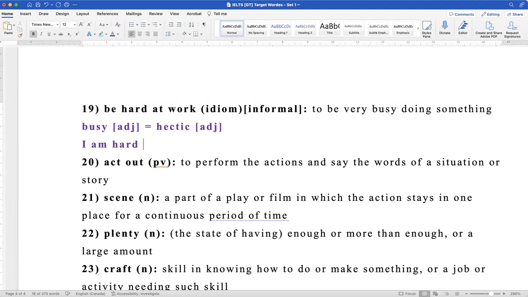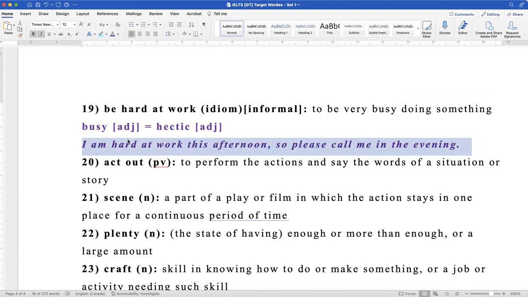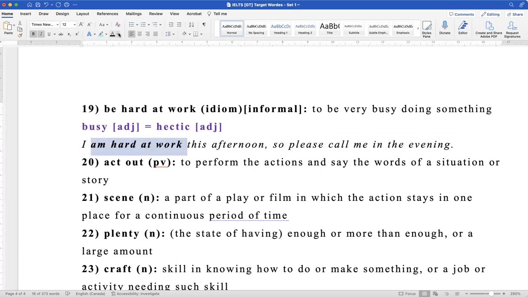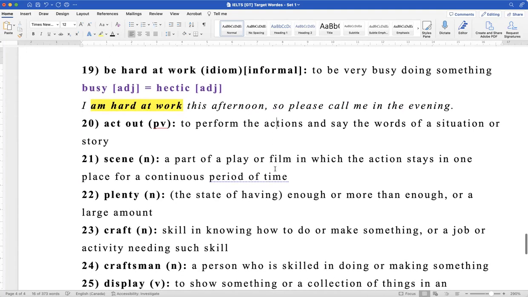I am hard at work this afternoon. So please call me in the evening. In the sentence, what I mean is that I'm busy this afternoon. So I'm not available. I cannot talk to you right now. So I am hard at work simply means I am busy. It's an idiom. It's informal. You can use it in your speaking, but don't use it in your writing.